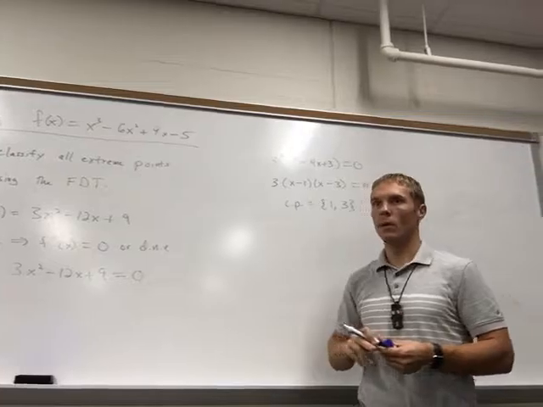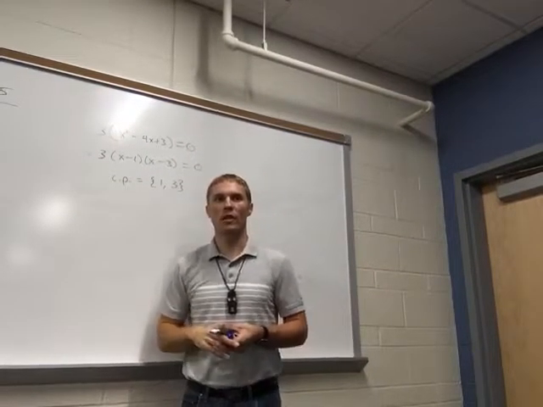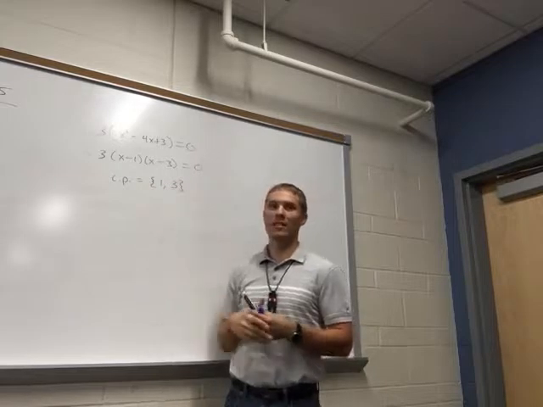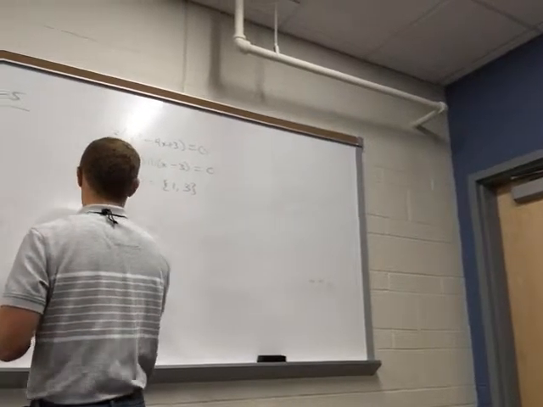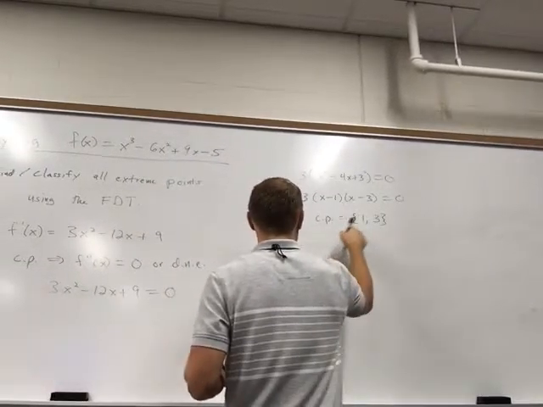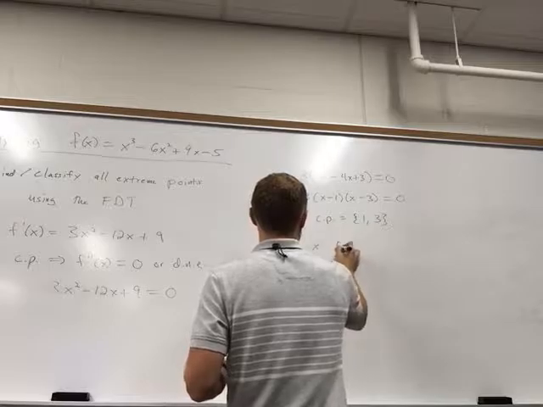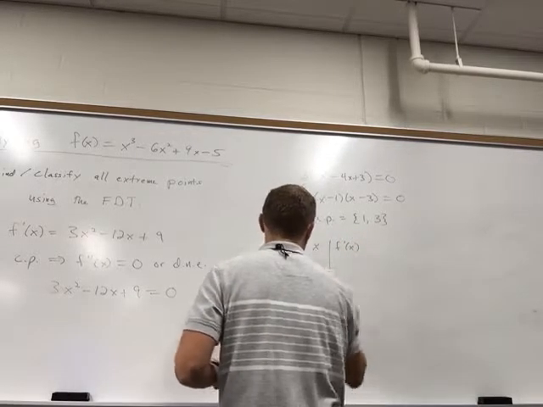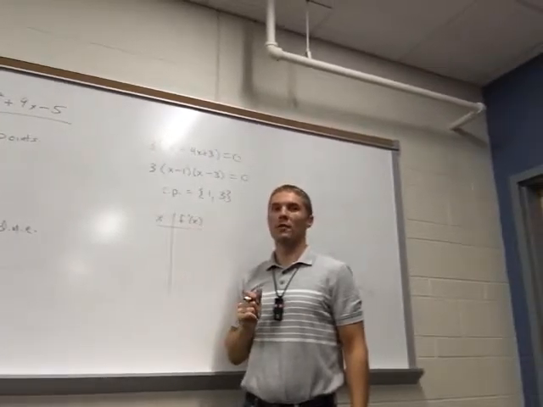and 3. So if there are any extreme values on this function, they must occur at x equals 1 or x equals 3 or both. The first derivative test says we need to test values not at the points, but near the points. So we write a table of f prime values, making a table of first derivative values.